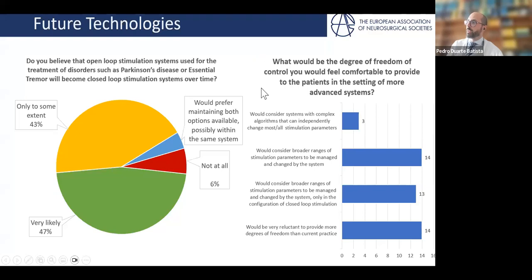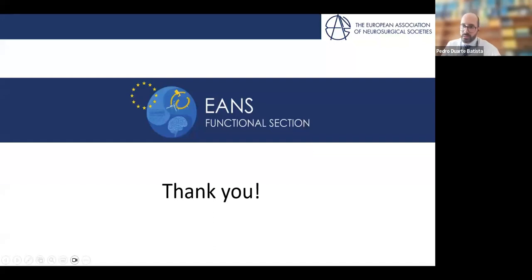And then we were asking what degree of freedom of control we would be comfortable giving the patient and the system. And here we can see that the respondents were a bit reluctant to give full control to an automated system for various reasons, as you can see here. And those were our results. And thank you for your attention.